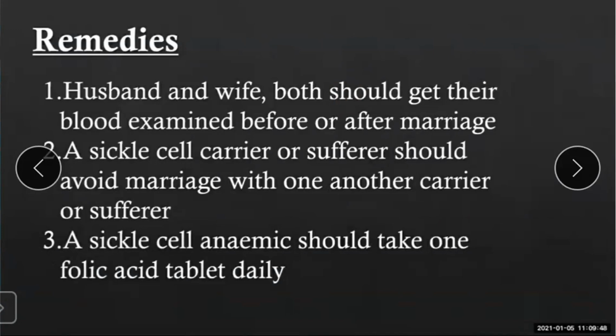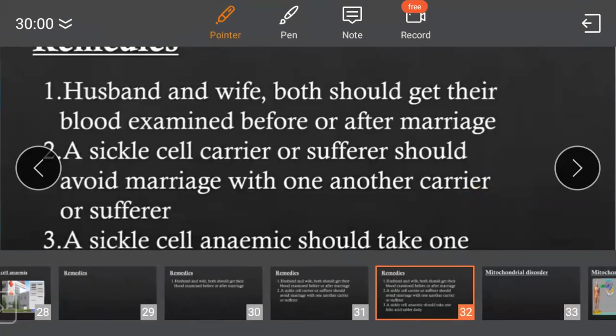So these are the remedies: husband and wife both should get their blood examined before or after marriage. A sickle cell carrier or a sufferer should avoid marriage with another carrier or sufferer, and a sickle cell anemic should take one folic acid tablet daily. So this is all about sickle cell anemia.